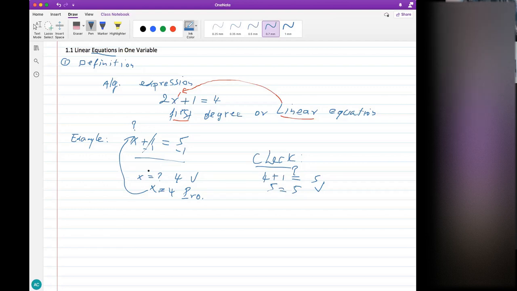it checks. Okay, so that's the whole idea of linear equations. Just find the x, plug in the x to check, and once you do that, you can confirm that this is the actual solution.